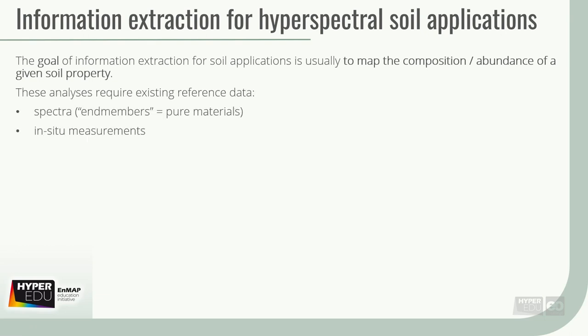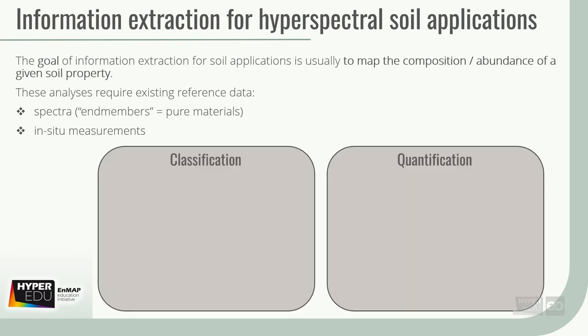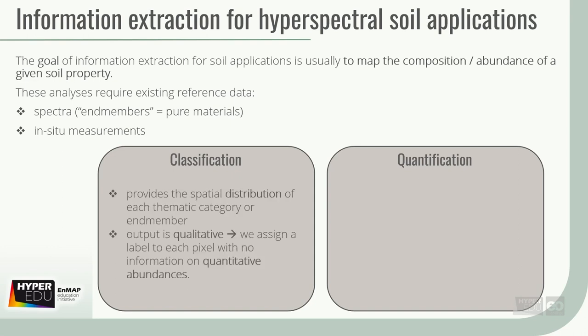For their full potential, these analyses require existing reference data, either spectra, which in this context are also called endmembers, where an endmember is a spectrum of what's considered the pure material, or in-situ measurements, for example, of one or several soil geochemical properties. Generally speaking, we differentiate between two approaches, namely classification and quantification. The classification approach provides the spatial distribution of each thematic category or endmember. However, the output is qualitative, meaning that we assign the label to each pixel with no information on quantitative abundances.